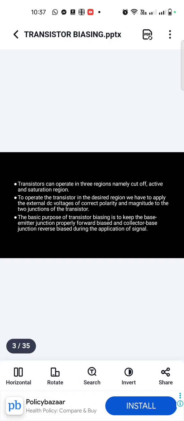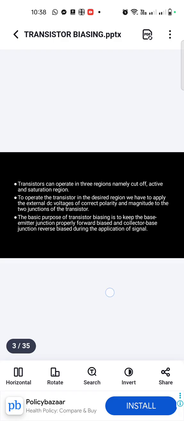To operate the transistor in the desired region, we have to apply an external DC voltage of correct polarity and magnitude to the two junctions of the transistor. The basic purpose of transistor biasing is to keep the base emitter junction forward biased and the collector base junction reverse biased. This is the main condition for transistor biasing.